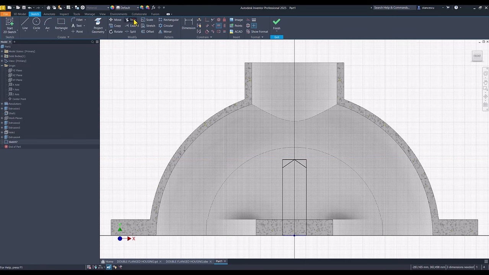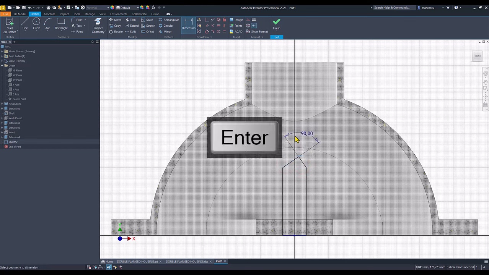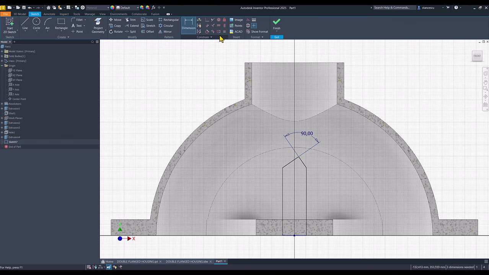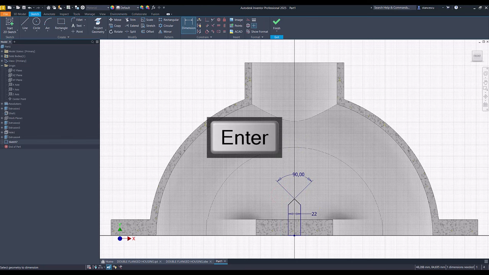We trim these lines, we apply 90 degrees, equal for the two sloped lines. Now they are symmetrical. 22 is this dimension and 88 on vertical.